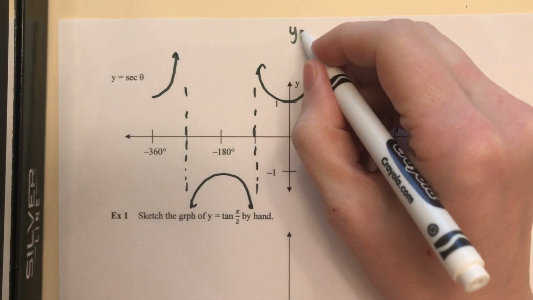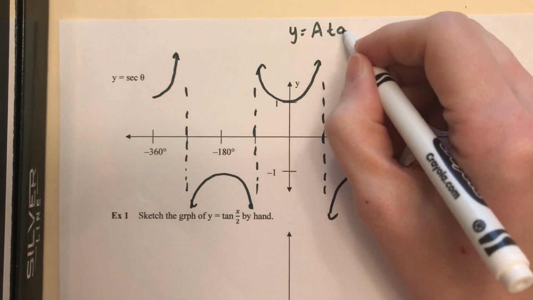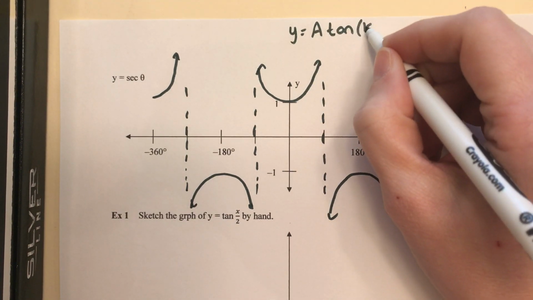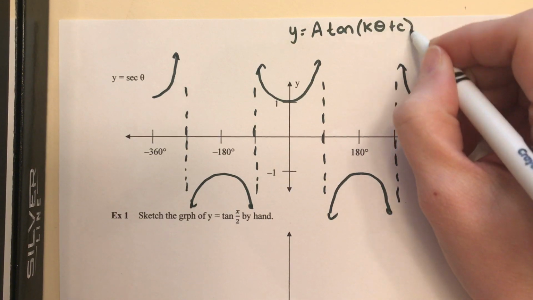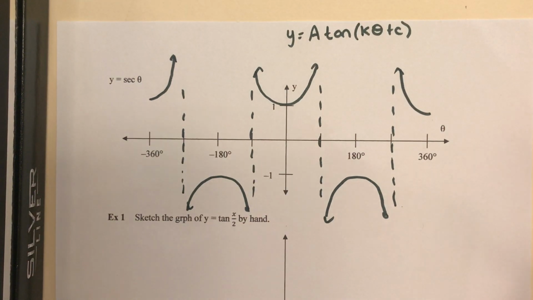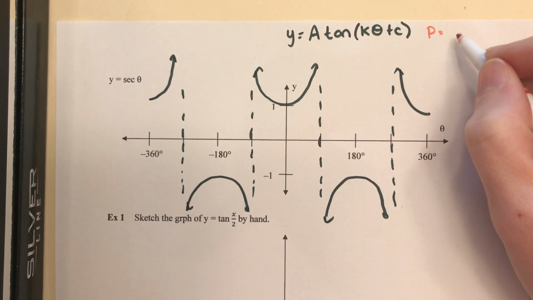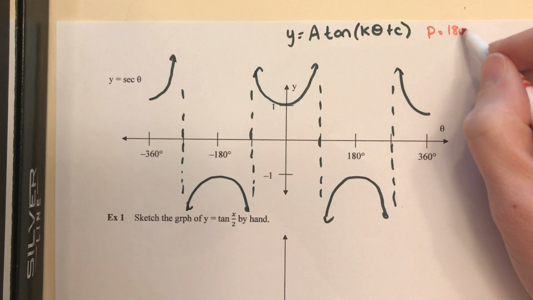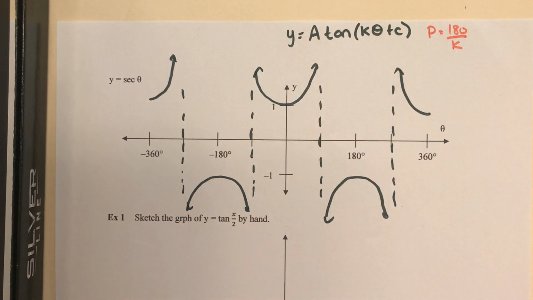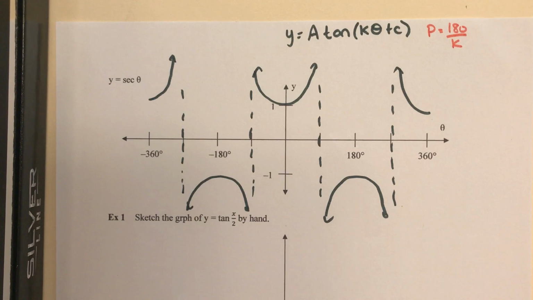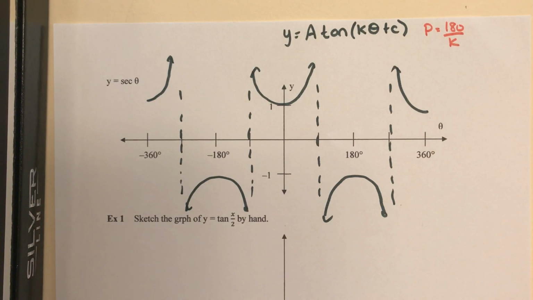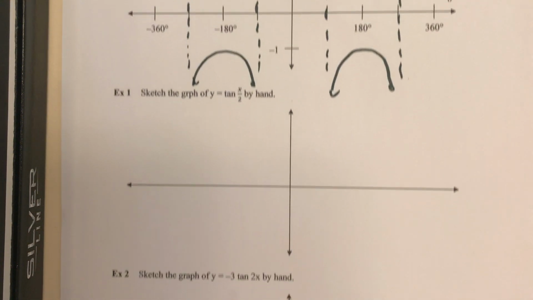So y equals a tangent of k theta plus c. A is still amplitude, but the period for tangent is not 360 over k, it's 180 over k. Everything else is going to be the same. So the phase shift is going to be the same, negative c over k, and the amplitude. Now amplitude for tangent, it's still infinity. So that number in front really doesn't make a difference. So let's go to number 1.